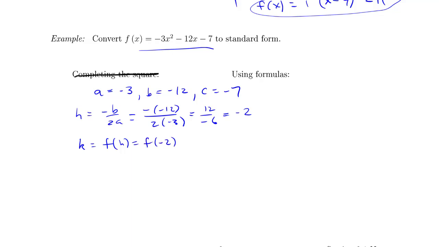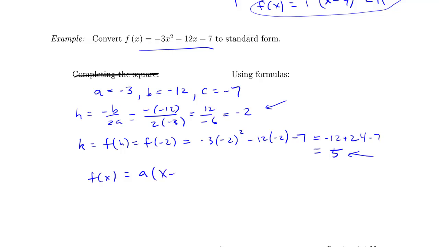All right, so that's h, and now I can find k as just doing f of h, or in other words, f of negative 2. So that would be negative 3 times negative 2 squared minus 12 times negative 2 minus 7, which would give us, that's 4, that's negative 12 plus 24 minus 7, so that would be 5. All right, so now that we have h of negative 2 and k of 5, go back to our form, a times (x minus h) squared plus k. Do make note that it is x minus h, and then there's a plus k.